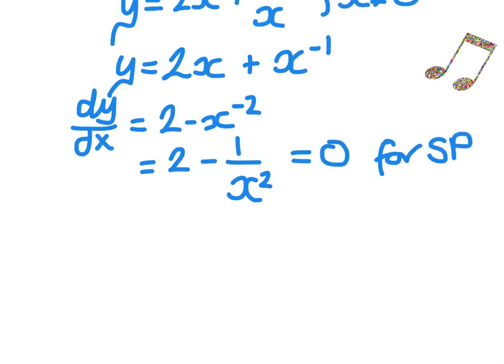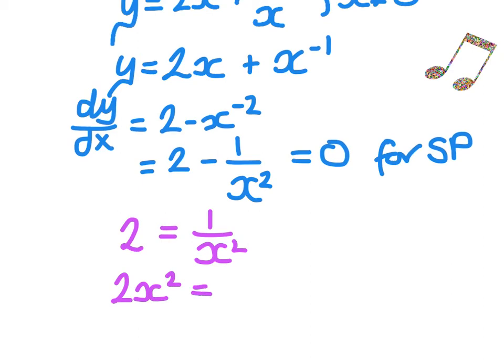When I'm solving this, I'm not going to be factorising like I have before. I'm going to treat it like an equation and shuffle everything around till I get x on its own. So I'm going to add 1 over x squared to both sides, which means 2 equals 1 over x squared. Multiply both sides by x squared. 2x squared equals 1.